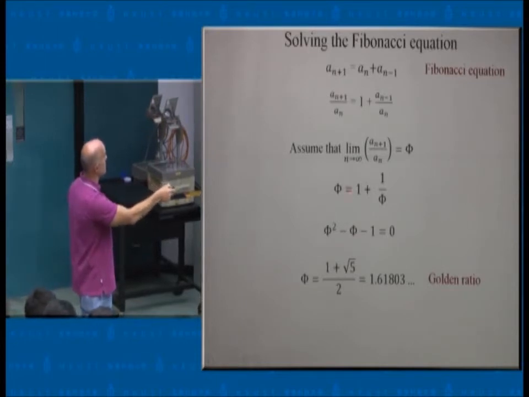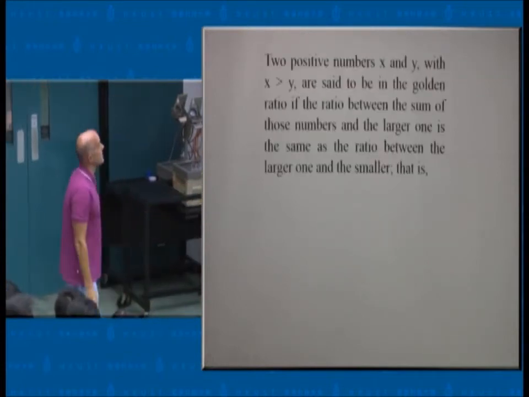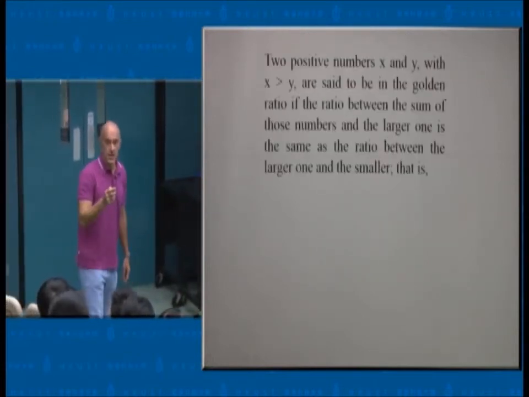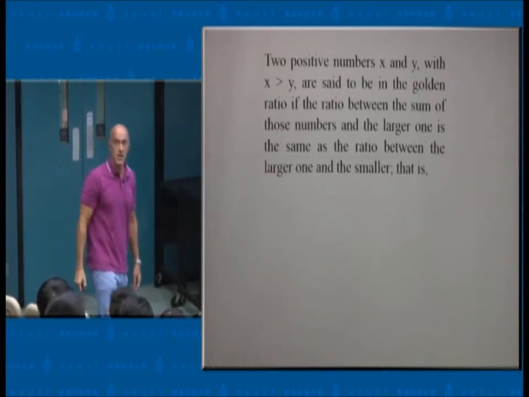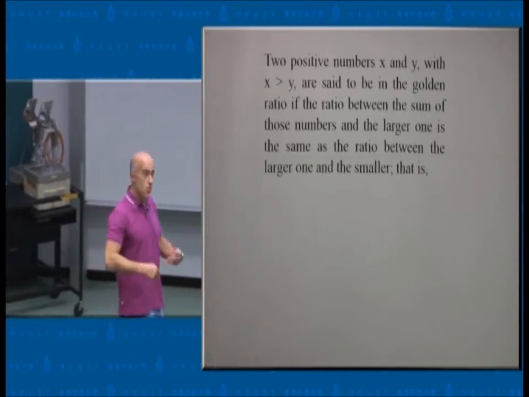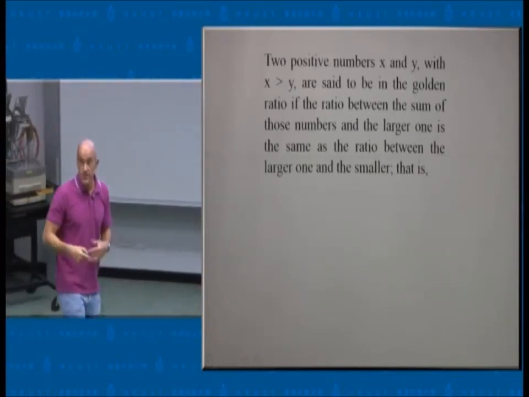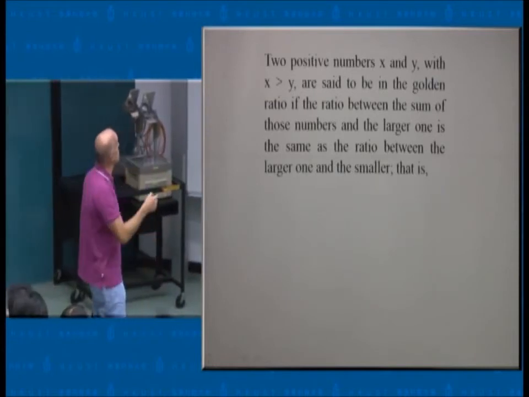We have this equation, phi is equal to 1 plus 1 over phi, okay? So the golden ratio, we can calculate it in a different way. Why is it called the golden ratio? It's the ratio of two Fibonacci numbers, but there's another way of defining the golden ratio.